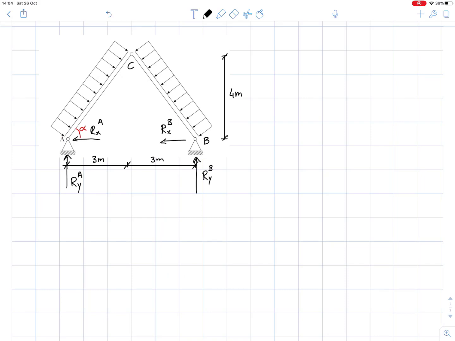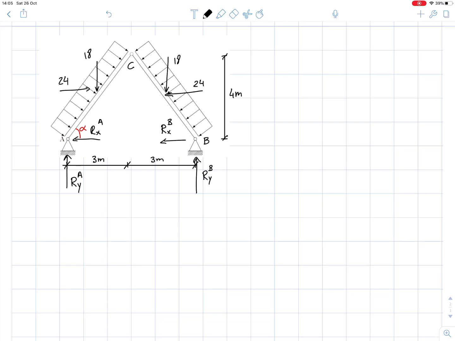So we can represent the structure again, but now with a horizontal force of 24, 18, 18, 24. Now the next step is to use equations of equilibrium to calculate the reactions.